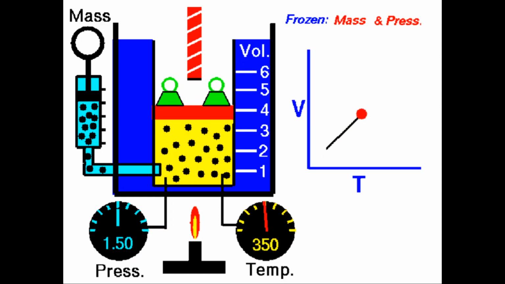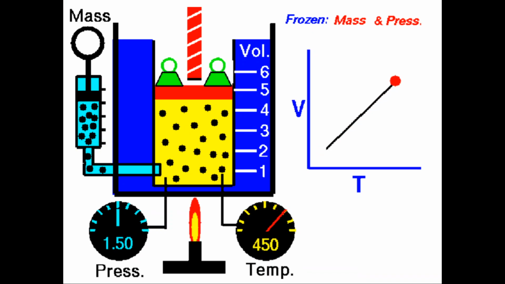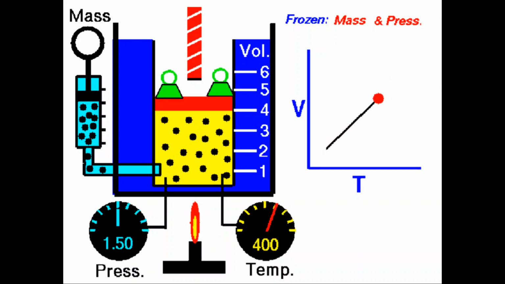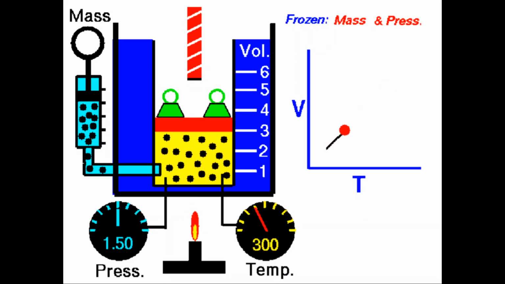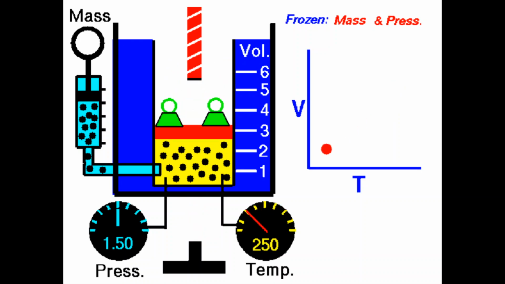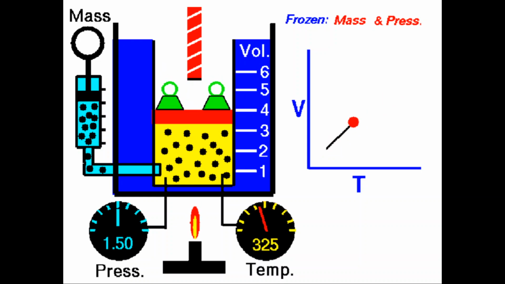So first off, let's look at our constant variables. There are 2 of them. What must stay the same are the mass of the gas and the pressure. So in other words, it has to be in a sealed container, and the atmospheric pressure has to stay the same outside of that container. Once those are set, then your manipulated variable is the temperature, and the volume is then the responding variable.